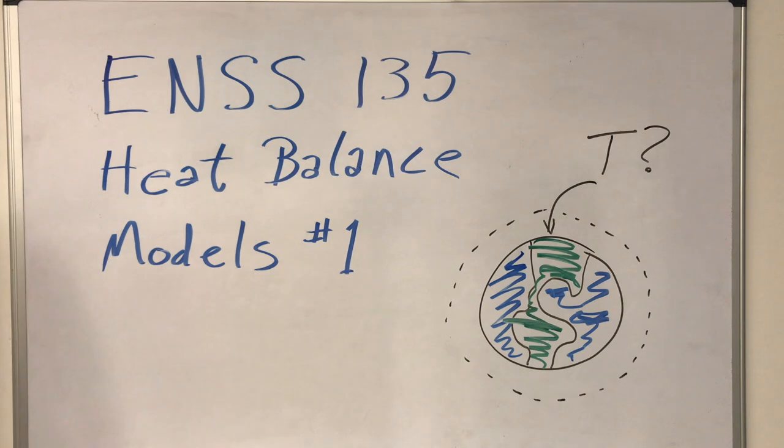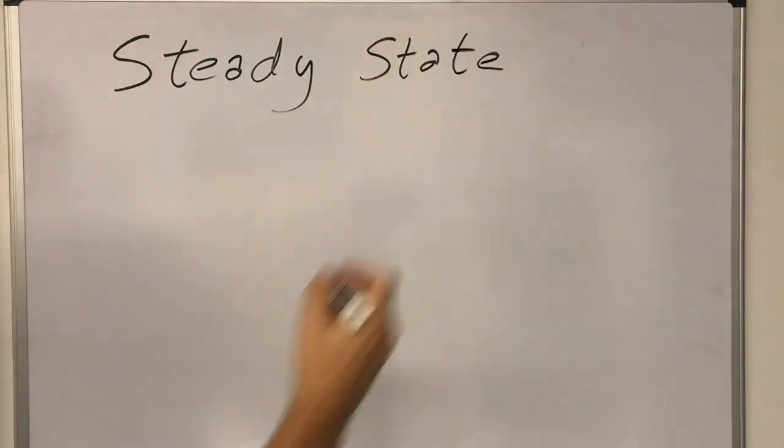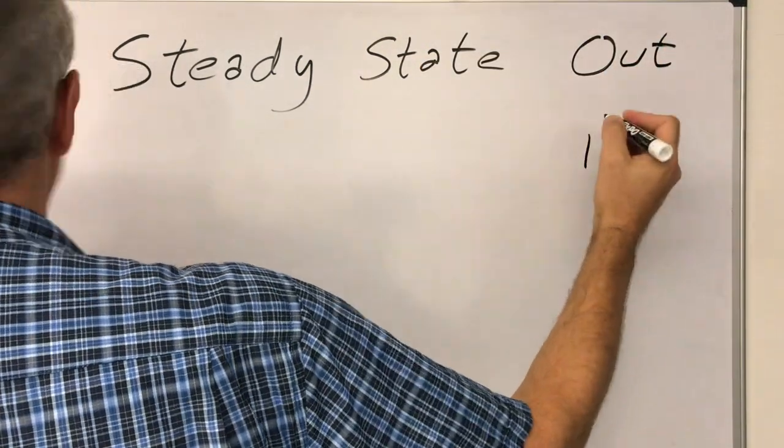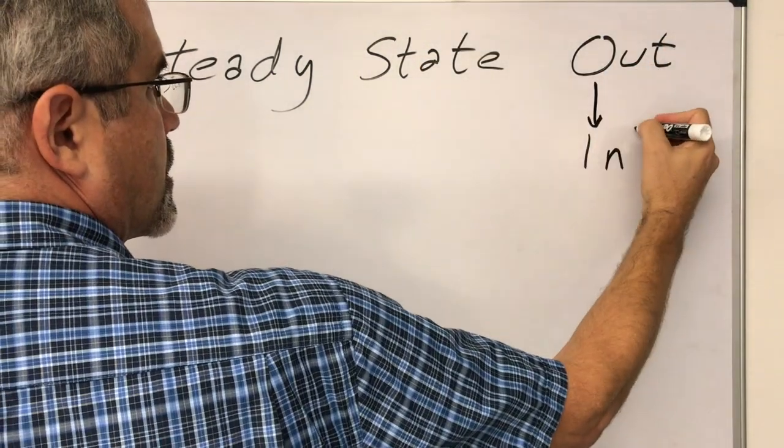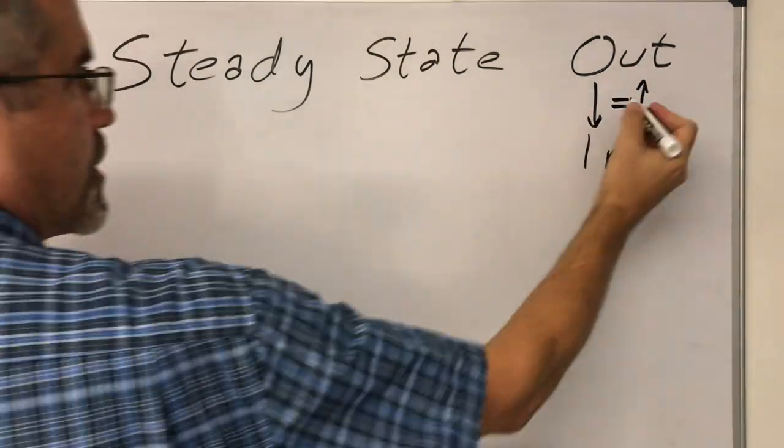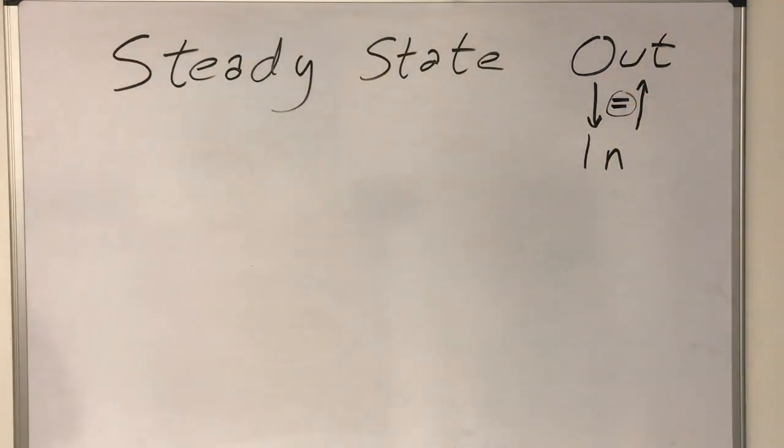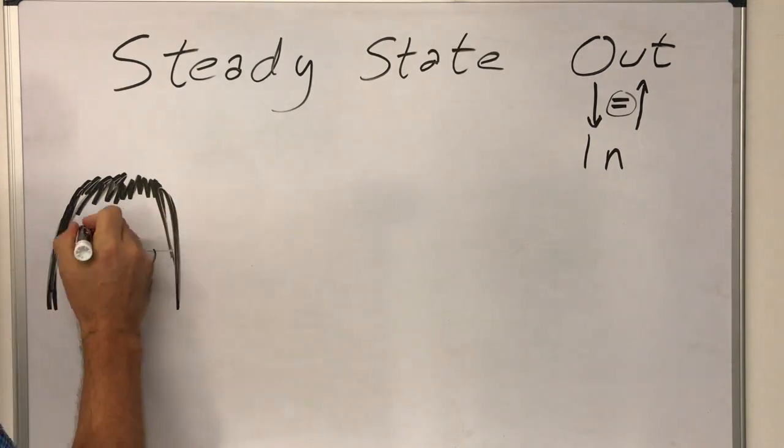The driving question that we're going to ask in each of our models is, what is the temperature at the surface? The key insight that will allow us to construct these models is to realize that the Earth system is more or less at steady state. At any given time, the planet is, on average, emitting as much energy out to space as it absorbs.